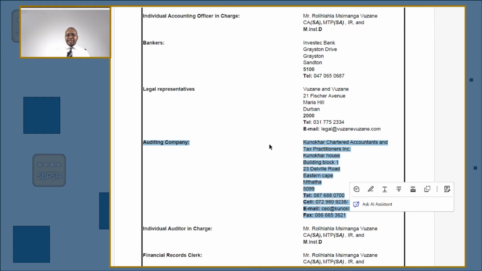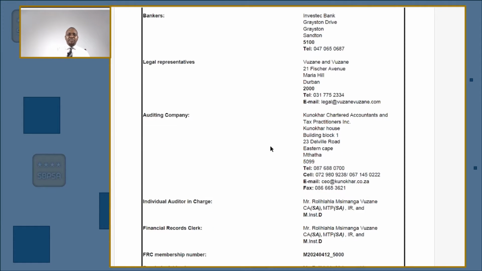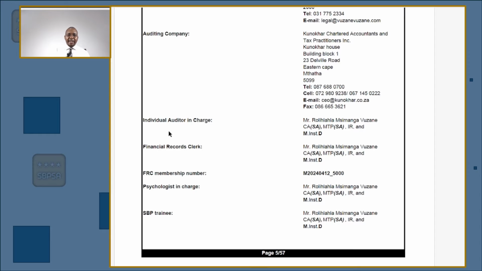Don't confuse this. You might still appoint auditors, but not have the financial statements audited. So don't confuse the two. Don't confuse the fact that there is an auditing company here, but the financial statements are not audited. It's possible. Individual auditor in charge is an example.